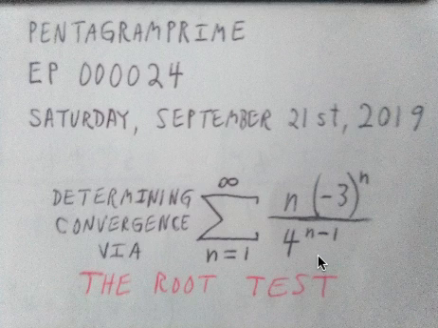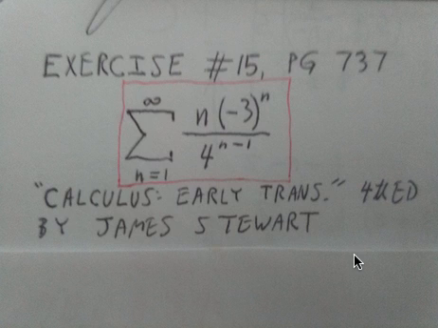Today's episode will be determining the convergence or divergence, of course, of the summation from 1 to infinity of n times negative 3 to the n divided by 4 to the n minus 1. And we will be using the root test. What we're actually going to be determining today is the absolute convergence, or divergence, or conditional convergence. You'll see in a moment. Let's take a look at the root test.